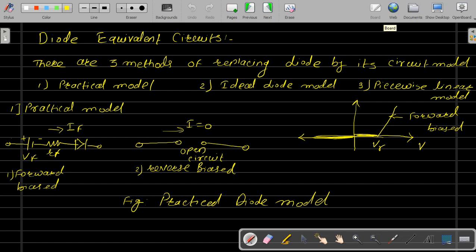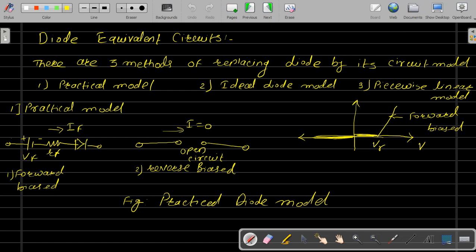We know that the diode is required to be replaced by an equivalent circuit in many practical electronic circuits, definitely for analysis purposes. Such an equivalent circuit of a diode is called a circuit model of a diode. When you replace a diode with its equivalent circuit, we call it the circuit model of that diode.